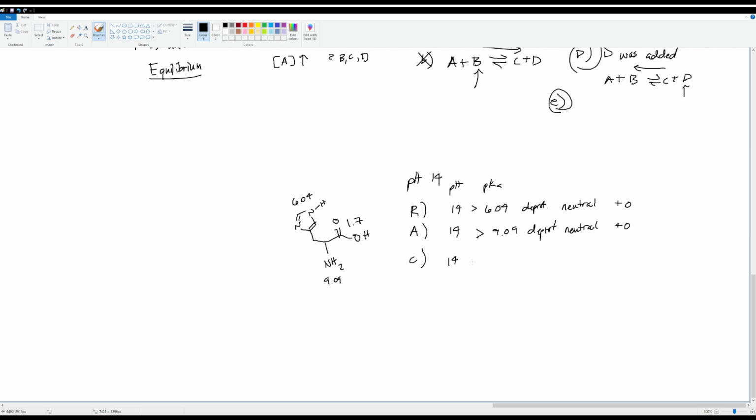And then finally, we have our carboxyl group, 1.7. 14 is greater than that. That means we're going to be deprotonated. And this is a carboxyl group. So what charge will my carboxyl group have? -1. So it'll be charged with the -1. Now we can sum that all up. 0 plus 0 plus a -1 is equal to -1. So our answer choice would be B. Does that make sense?